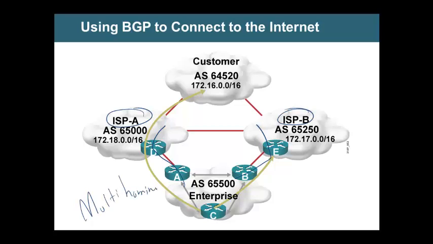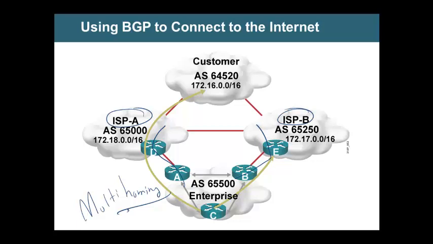Multi-homing. What is multi-homing? Connecting to more than one service provider. What is the advantage? Advantage is reliability. How? You get a reliable connection to the customers, to and fro between the customer and the enterprises.